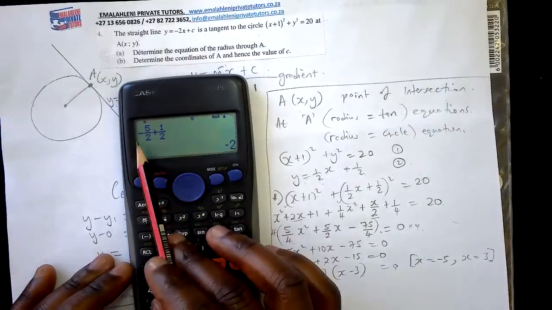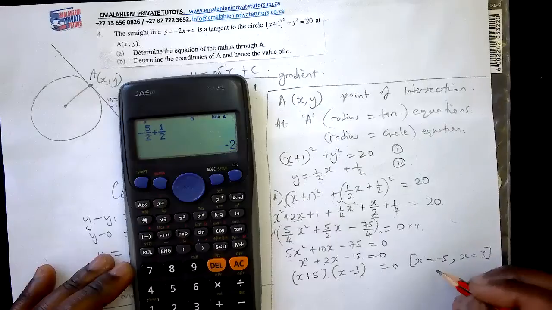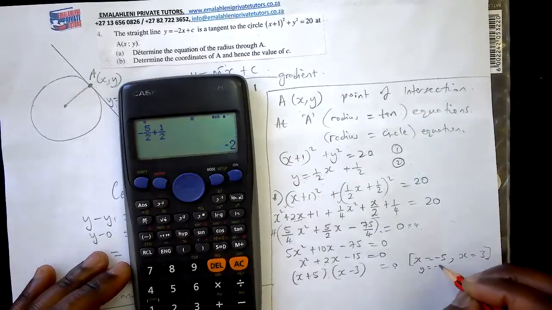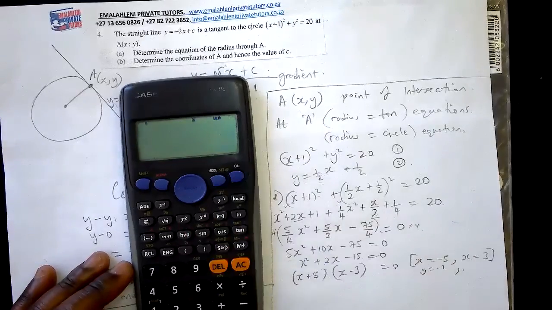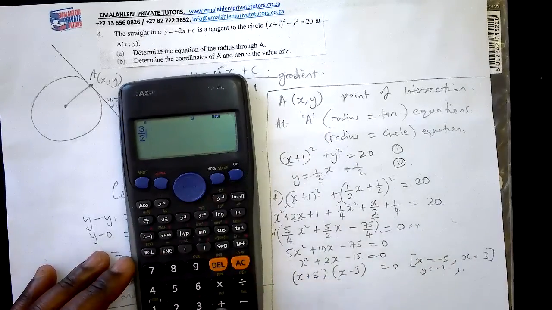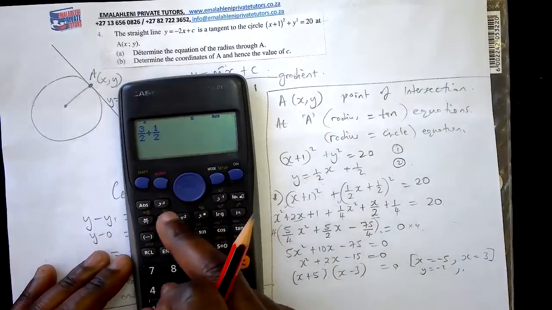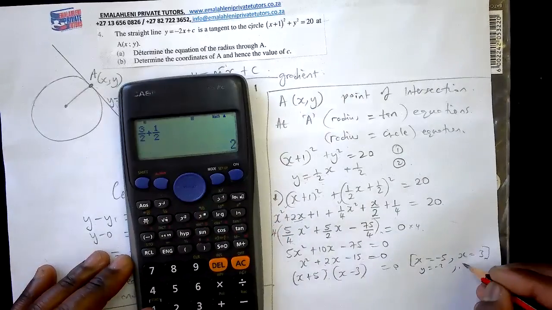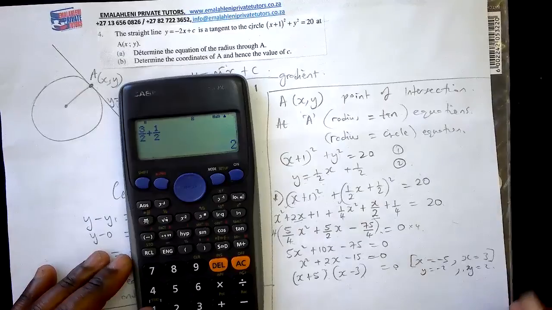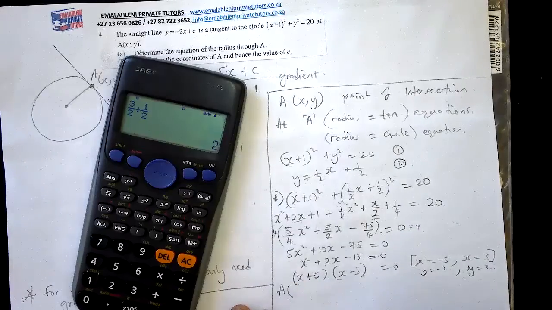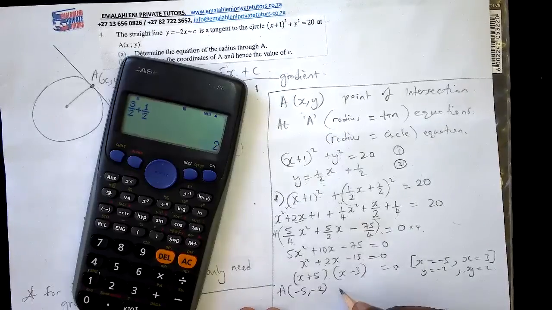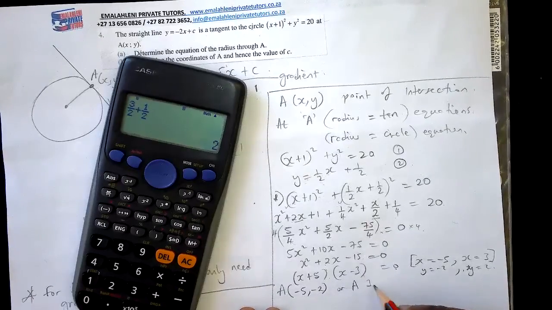Okay, negative 5 over 2 plus 1 over 2, we get negative 2. So y is going to be negative 2. Then what else do we have there? If we put 3, we have 3 over 2 plus 1 over 2. What do we get? We get 2. So y is equal to 2. So the coordinates we have now for A can be negative 5, negative 2, or A also can be 3 and 2.